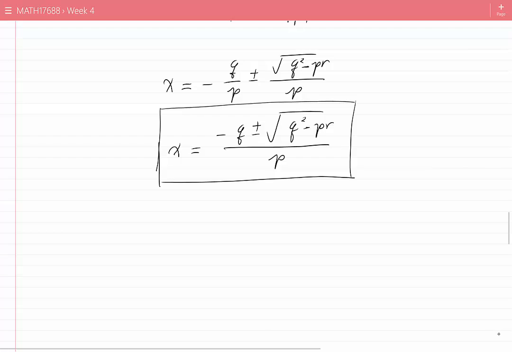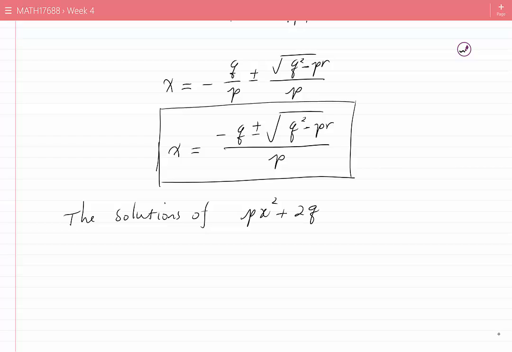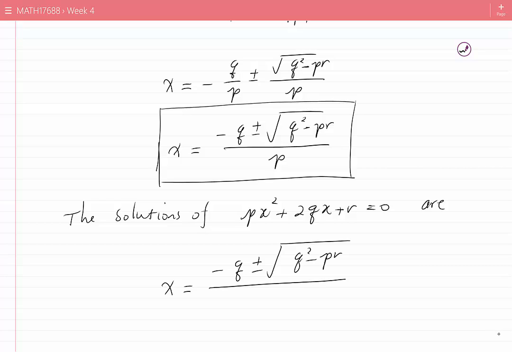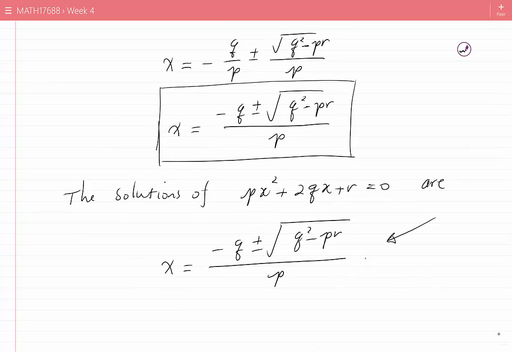To summarize, the solutions of p x squared plus 2qx plus r equal to 0 are minus q plus and minus root (q squared minus pr) over p. You may pay attention that these solutions are very similar to the solutions in the quadratic formula. However, they look a bit simpler because the coefficients of 2 and 4, which are in the original quadratic formula, do not exist here. Sometimes people prefer to work with this form of the quadratic formula rather than the original one.